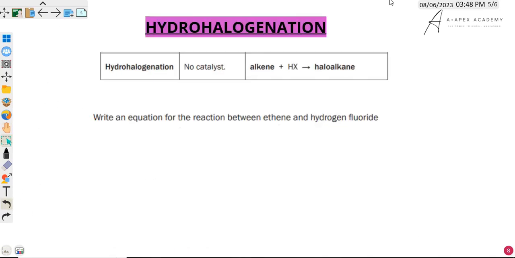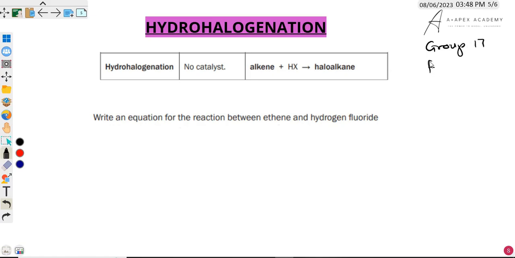Moving forward, now we have hydrohalogenation. Lucky for us, again, hydrohalogenation doesn't need any catalyst. Remember, with halogenation, we also didn't need any catalyst. But now remember what a hydrohalogen is. You know what halogens are. It's those group 17 atoms, right?